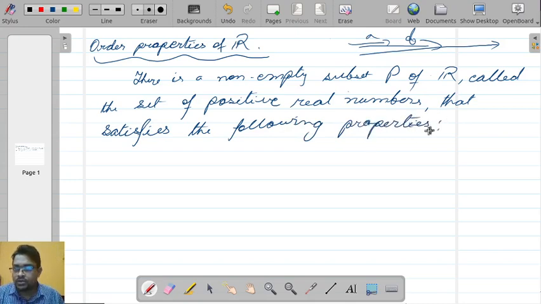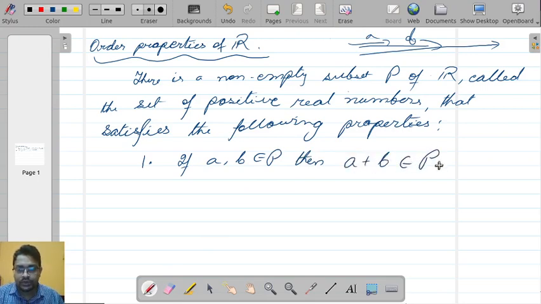So what are the properties I should list? Number one property: if A, B belong to P, then A plus B also belongs to P. This is one of the order properties. There are three fundamental properties which we will list.